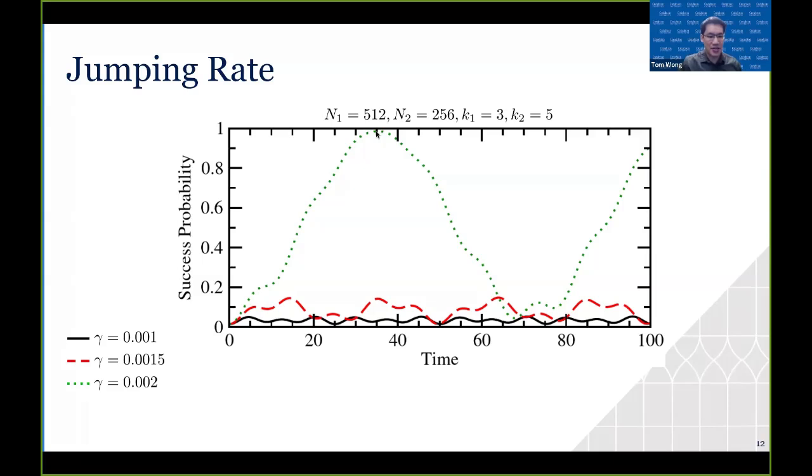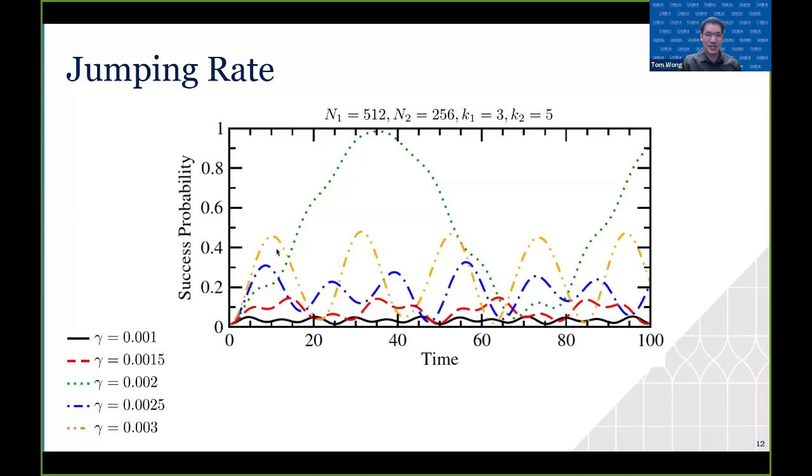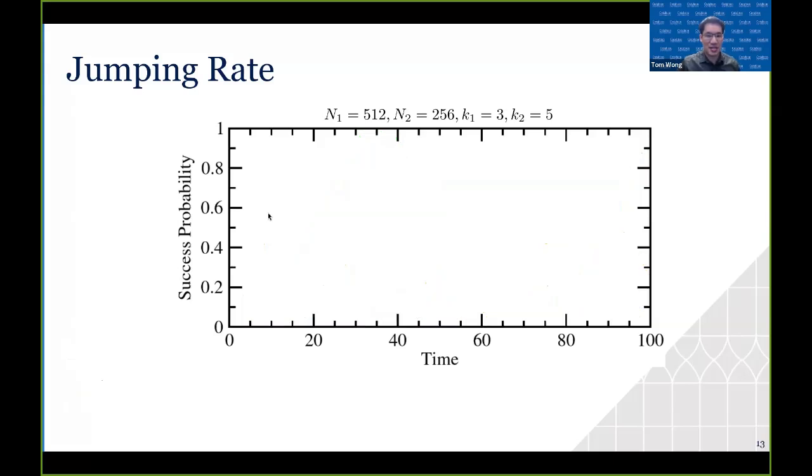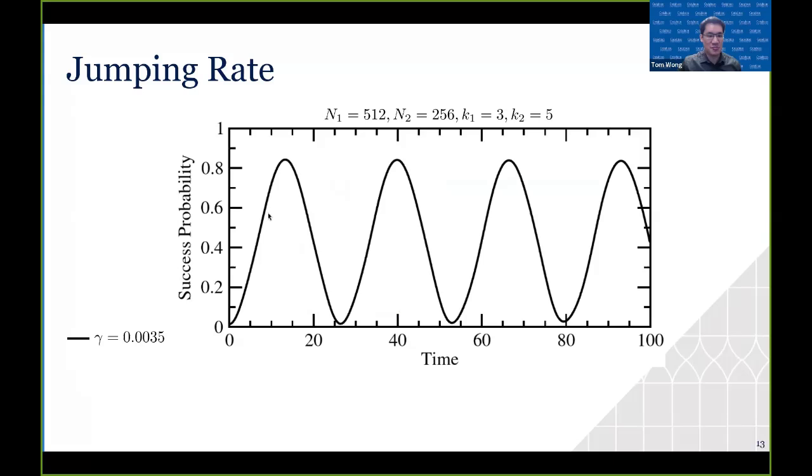If we make gamma bigger still, let's say 0.0025, we can see that it's actually not performing as well as it did when it was this green option, 0.002. If we make gamma bigger still, it got better again. So why don't we keep making gamma bigger? But why don't we clear this graph? It's getting a little bit busy. Let's say we make gamma a little bit bigger still, when gamma is 0.0035. Now the success probability is quite high. It's about, I don't know, 85% at that peak.